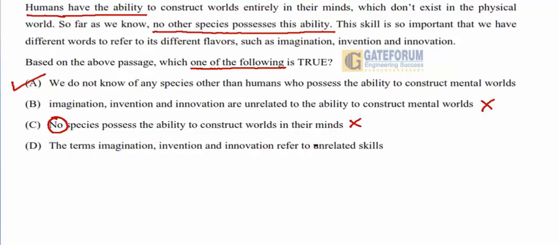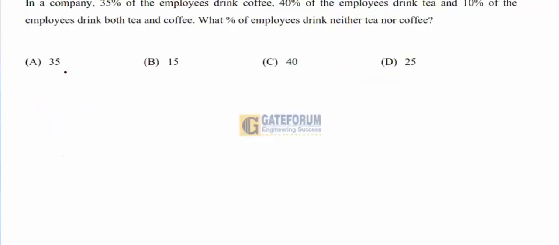The terms imagination, invention, and innovation refer to unrelated skills. Absolutely wrong, because all of them are names of different flavors from one skill. So obviously they're very much related. So you see, this one still stands as the correct answer. Let's go to the next one.